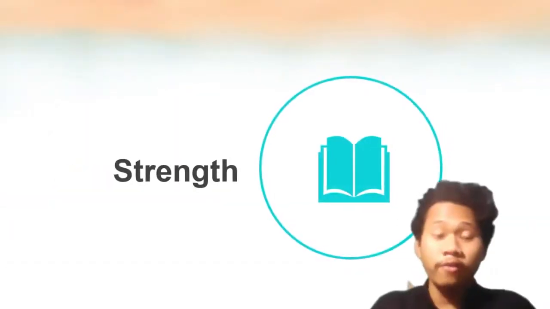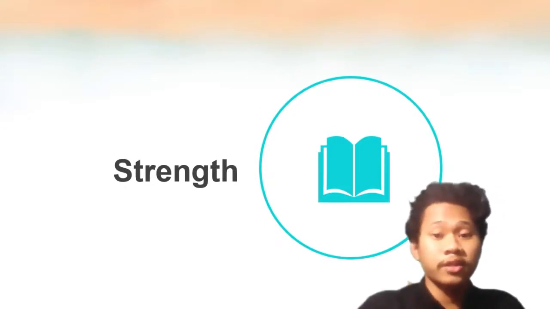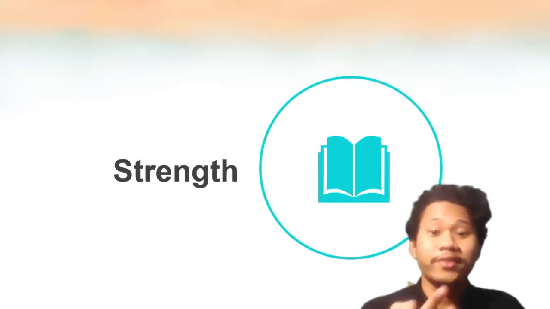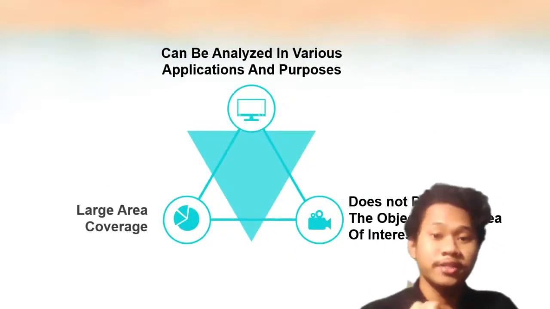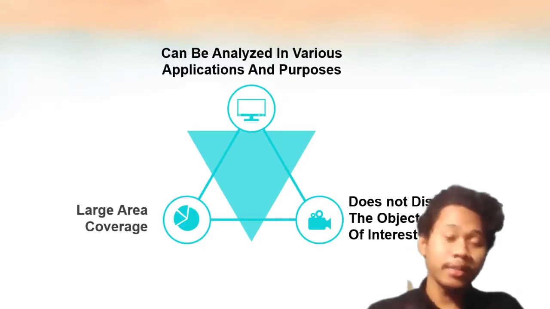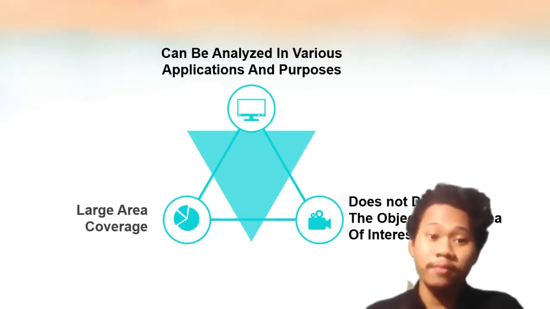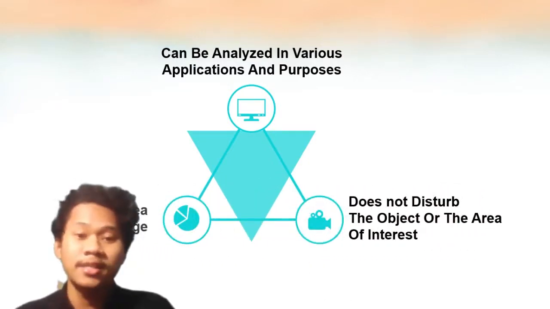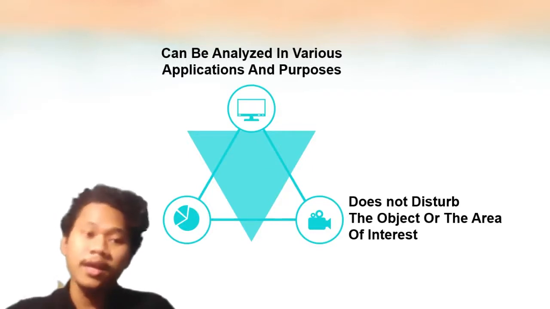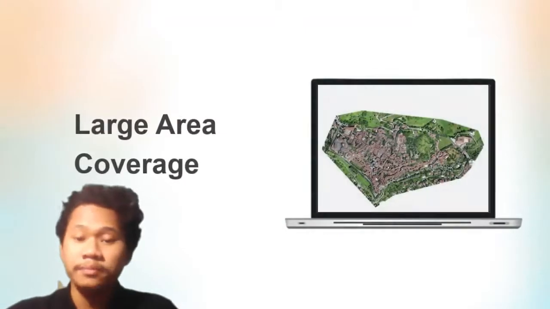So, after knowing the usability of remote sensing technology, there are three advantages or strengths of remote sensing technology. The first one is large area coverage. The second one is that remote sensing can be analyzed in various applications and purposes. And the last one is that remote sensing doesn't disturb the object of the area of interest. So let's move to the first one, large area coverage.